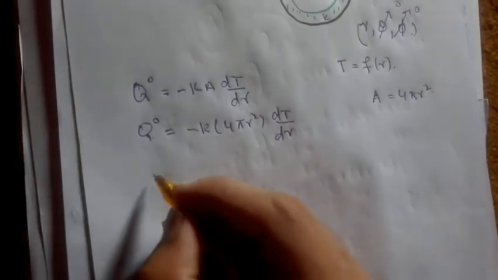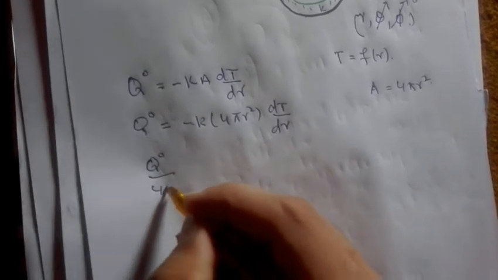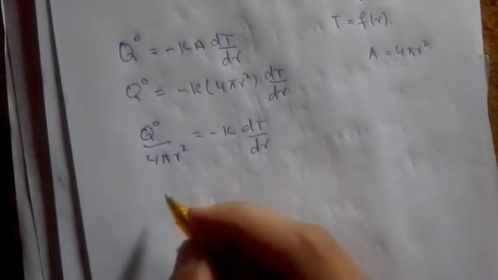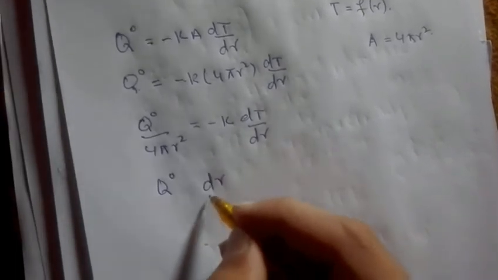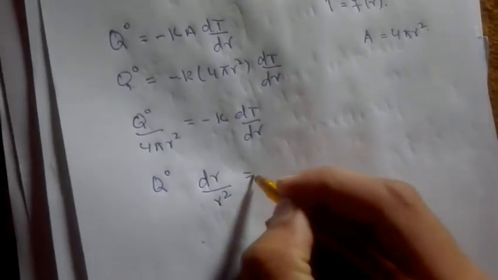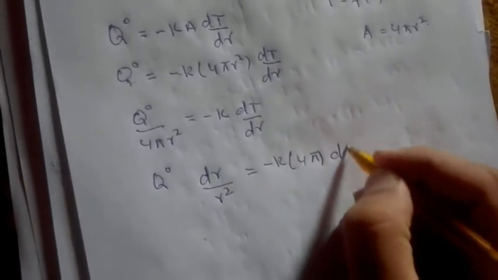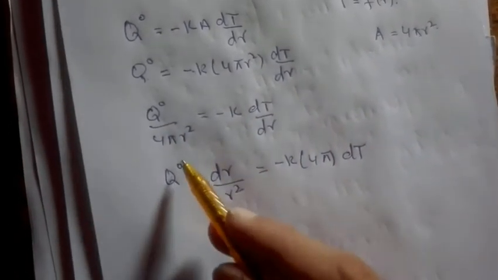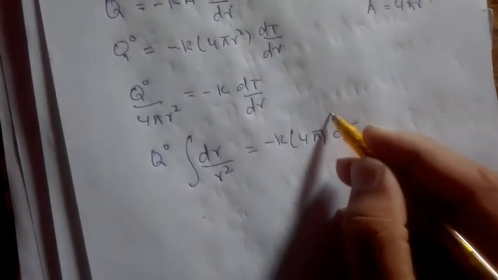So putting the value of area, 4 pi r squared, dT by dr. Now simplify this, we will get q dot divided by 4 pi r squared equals minus k dT by dr, and q dot dr by r squared is equal to minus 4 pi k dT. Now take the integral of both sides.